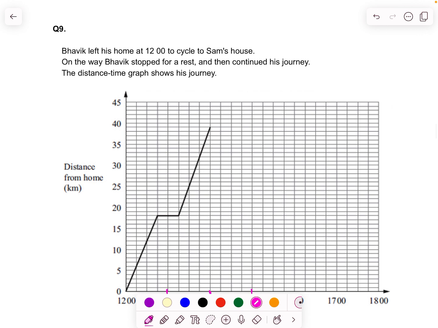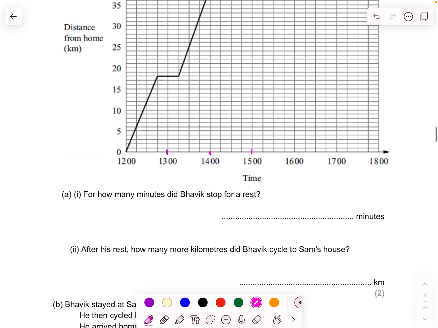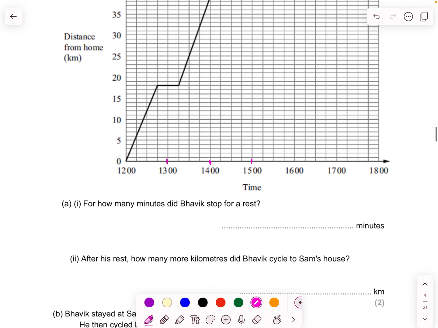He left his home at 12, cycled to Sam's house. On the way, Bavik stopped for a rest, then continued his journey. Okay, so how many minutes did Bavik rest for? So we know that 4 squares make a whole hour, which is 60 minutes. 60 minutes divided by 4 is 15 minutes.